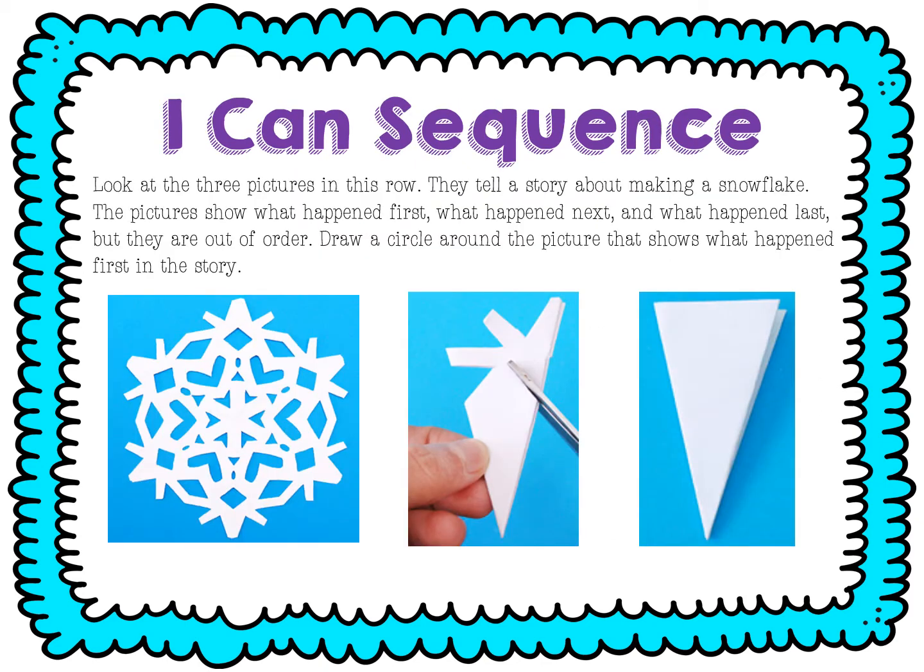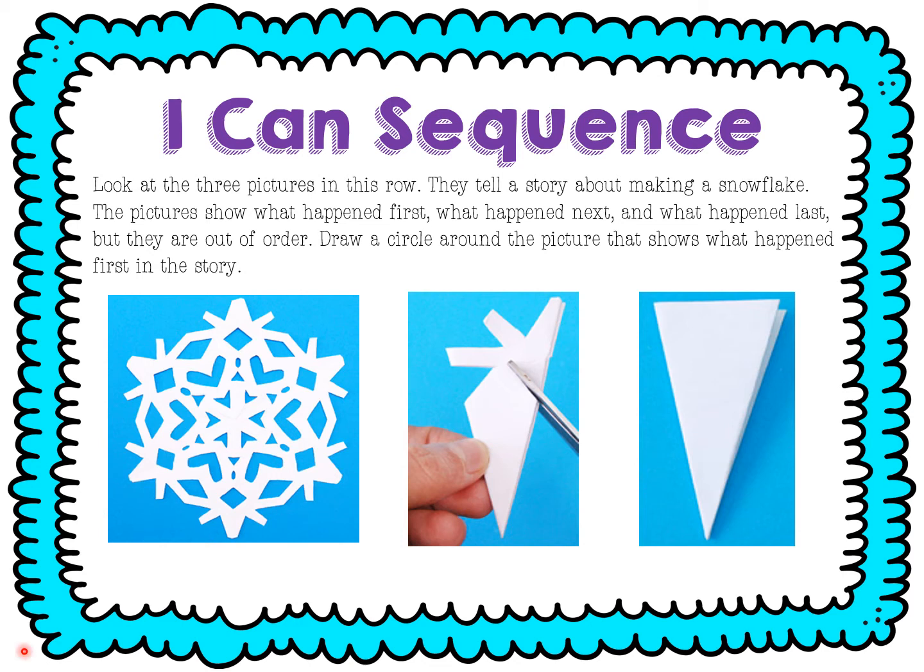All right, friends, I can sequence. Look at the three pictures in this row. They tell a story about making a snowflake. The pictures show what happened first, what happened next, and what happened last. But they're all out of order. We need to figure out which picture shows what happened first. So let's look very carefully.